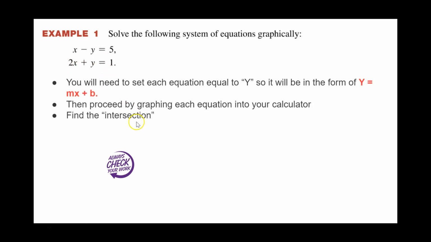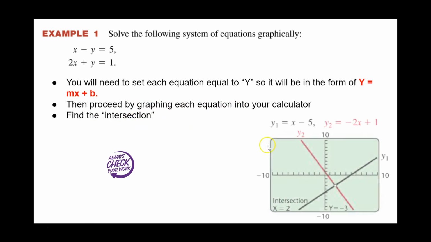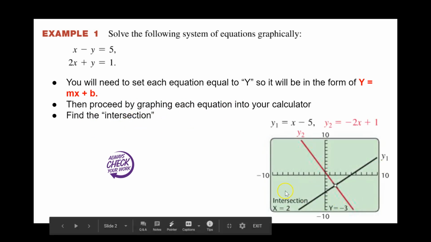The best way to start off is probably to get both y's by itself. So you move the 2x over, and you want to try to get y by itself in slope-intercept form, y equals mx plus b. Then you should already know how to proceed, graphing each equation in your calculator and then finding the intersection. So I think we already discussed this.